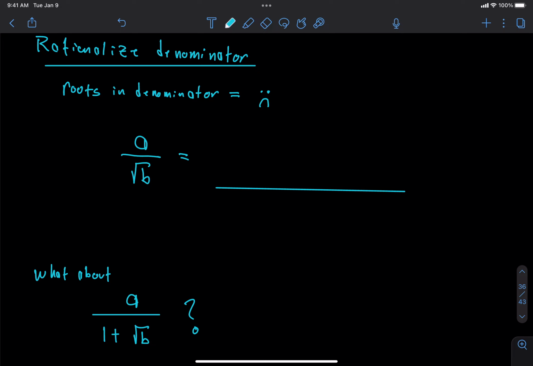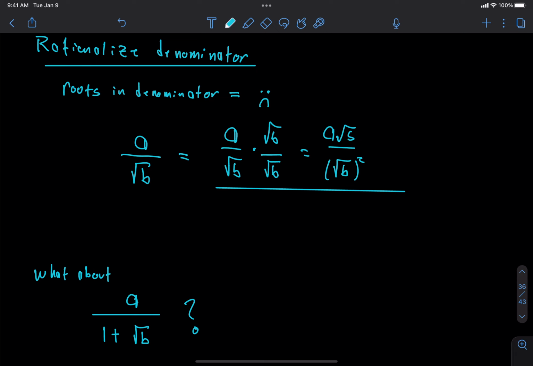I can take my a divided by the square root of b, and I can multiply on the top and bottom by the square root of b. I haven't changed anything if I do that. And on the bottom, I get the square root of b squared, right? So this is a root b over root b squared. What do I get when I take the square root of something and then square it? I get whatever that number was. So I get a square root b divided by b. Simple as that.